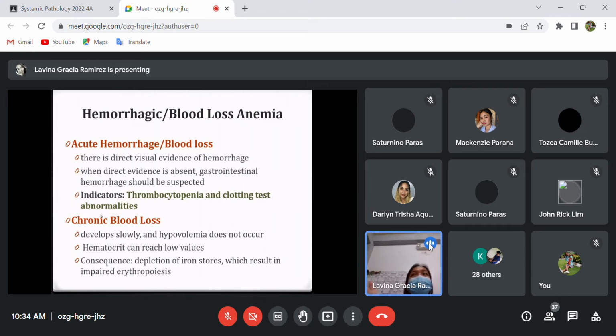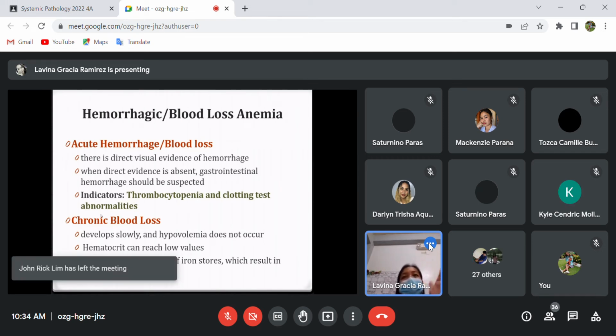Just what I told you last meeting, these different etiology-based anemias can overlap. It was just identified for you to know the primary cause of that kind of anemia, but again, this can overlap. So definitely all of that can be a picture of an anemia. Clear? So this is from acute and chronic blood loss.